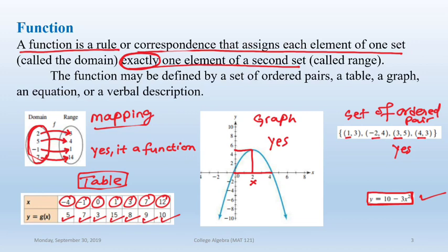So as it is mentioned here, we can represent a function by a set of ordered pairs, like this one, in the form of a table, like this one, in the form of a graph, like this one, in the form of an equation, like this one, a mapping diagram, like this one, and sometimes using some verbal description also.